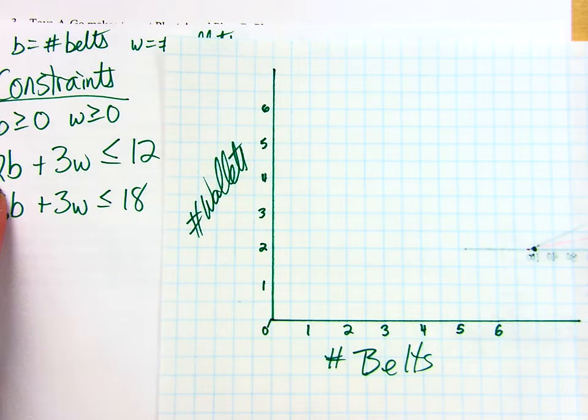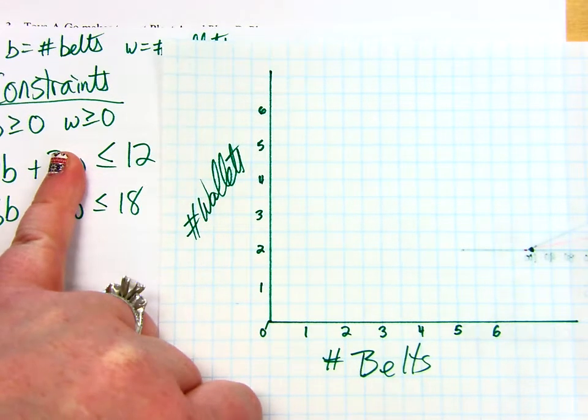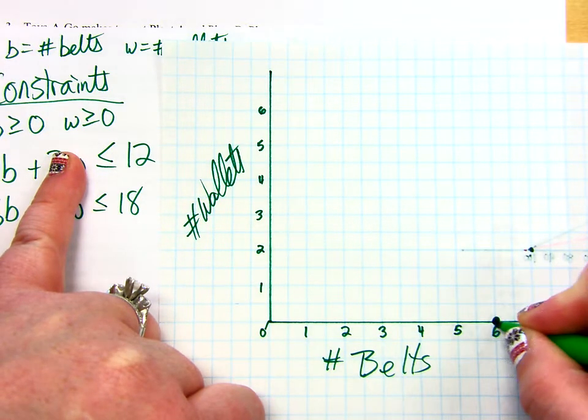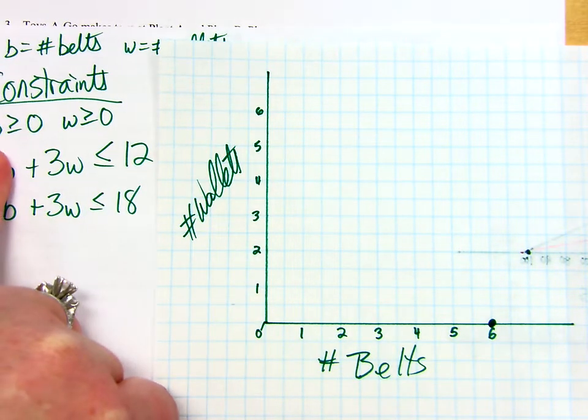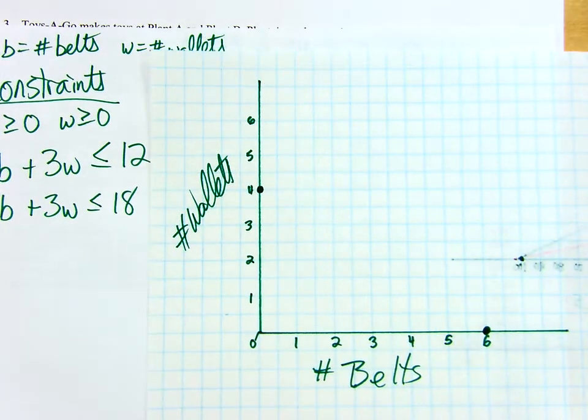Okay, so cutting, let's see, if I plug in 0 for W, the B intercept would be at 6. So I'll put it down at 6 on my belt axis. If I plug in 0 for B, I would get 4 on my wallet axis. So I'll connect those two.